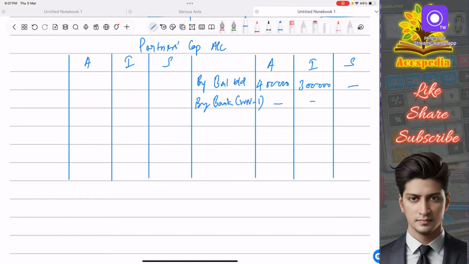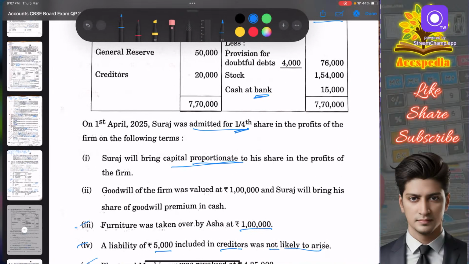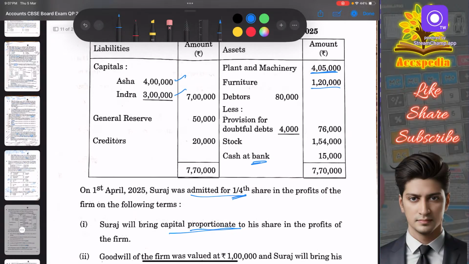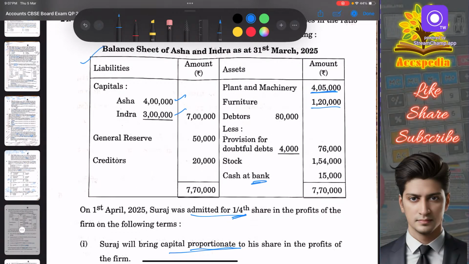Sorry, 1 minute guys. So that we have to calculate after completing all the adjustments. So let's first complete the balance sheet. So as soon as you write balance brought down, you complete the items in the balance sheet. So look at the liability side. Is there anything to be distributed?